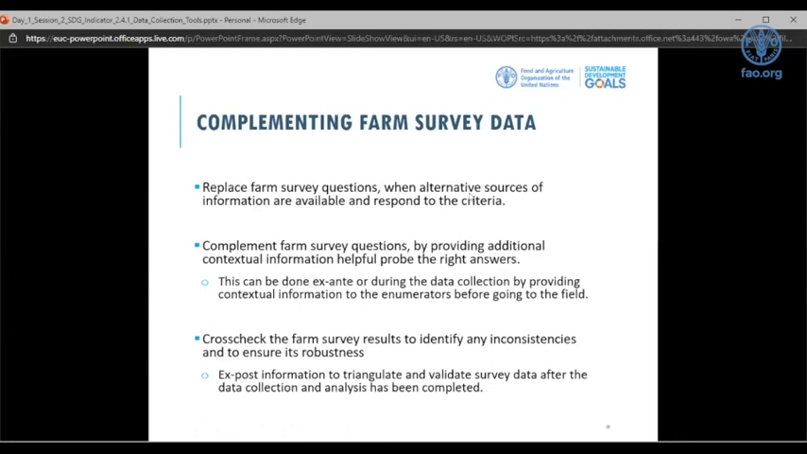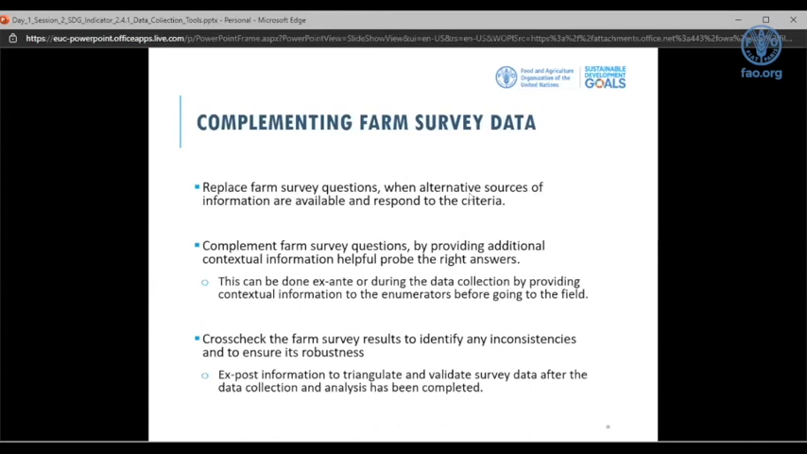For example, these alternative sources can be used to replace farm survey questions where these sources are available and respond to the sustainability criteria that I've been talking about in my previous slides. The alternative data sources could also complement farm survey questions by providing additional contextual information that is helpful to interpret the results, to cross-check the farm survey results for identifying any inconsistencies, as well as to ensure the robustness of the indicator. This validation exercise can be done both ex post or during the data collection by providing the external data to the enumerators before going to the field. In this way, the enumerator can probe whether the responses to the farm survey are consistent with the a priori external knowledge that the National Statistical Office, or in this case the BBS, may have.